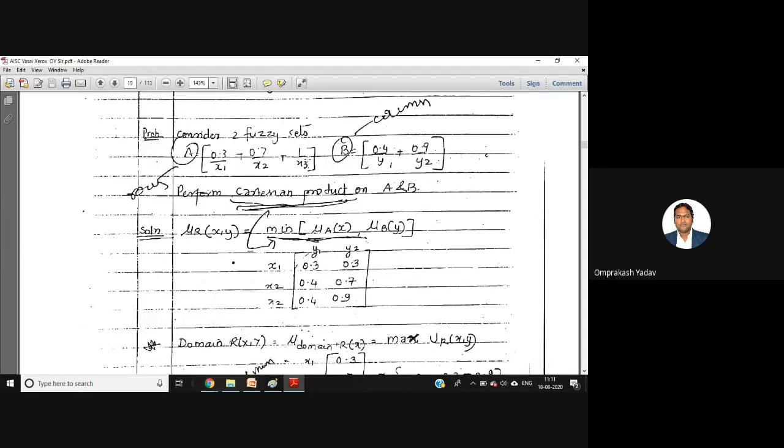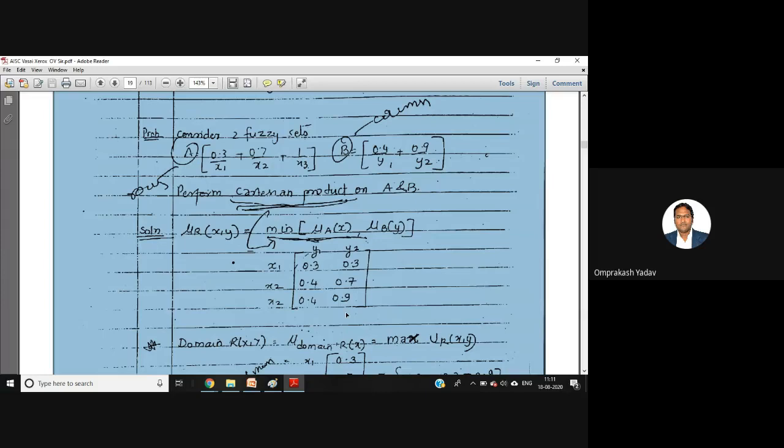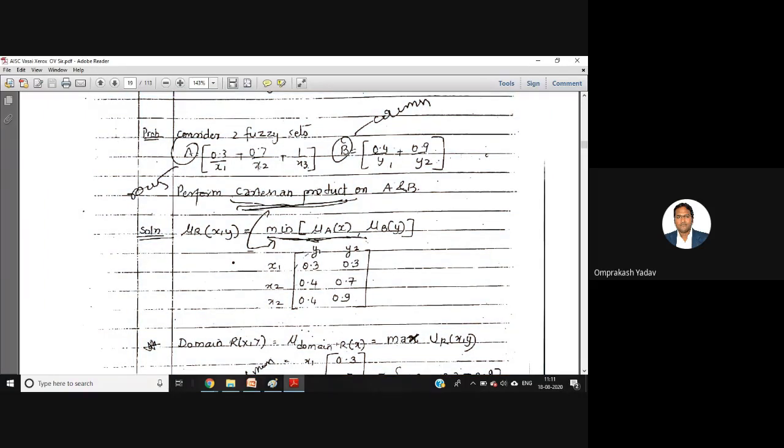Similarly, for x3, this is x3 actually, okay, x1, x2, x3. So for x3, I am taking 1. 1 compared with 0.4, 0.4 is minimum, so I am writing over here. Then 1 compared with 0.9, 0.9 is minimum, so I'm writing over here. This is the Cartesian product of A and B.